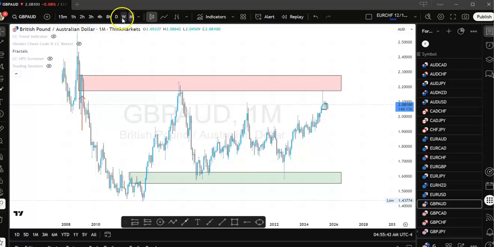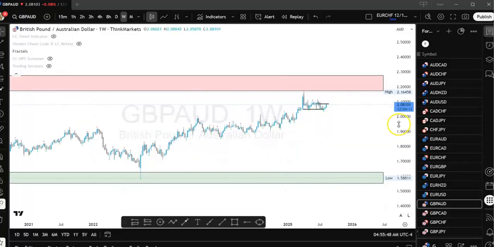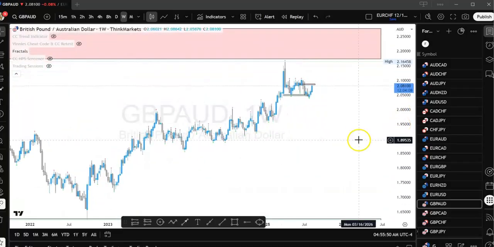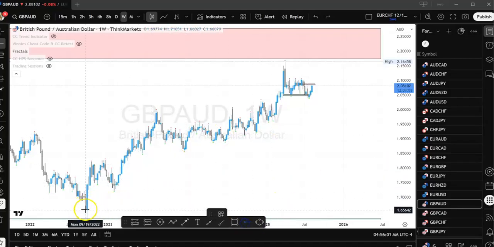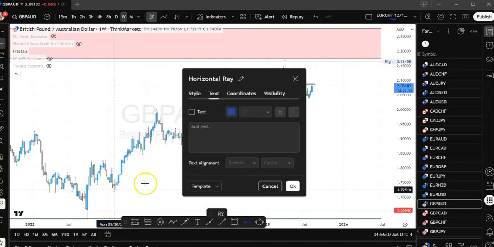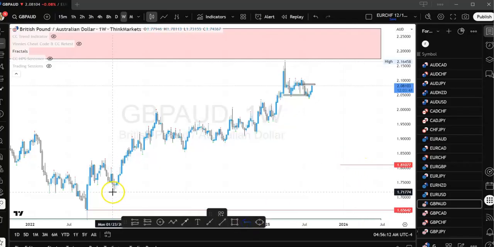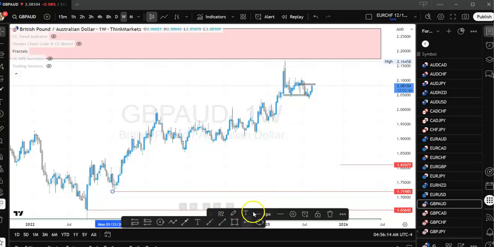Okay, then I hop to the weekly. Now I zoom in and I look. Okay, so price is going up, getting higher highs, higher lows. So what I'd like to do is mark up the higher lows. If we see those happening, that means we are in a bullish trend.